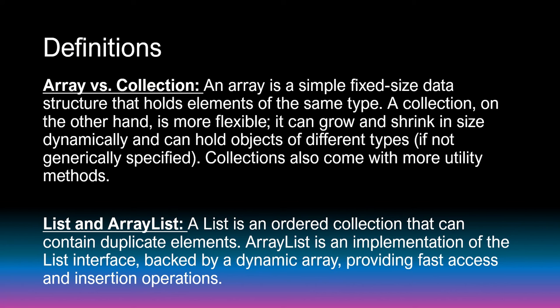So we have list, which is an interface. We can implement that interface using an array list, and it's backed by a dynamic array. And it provides fast access and insertion operations. In the example I'm going to show you today, you're going to see how we implement a list by creating an array list. And then we're going to use that to create our collection.